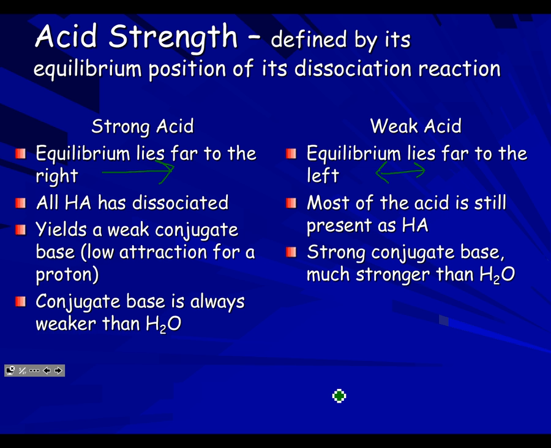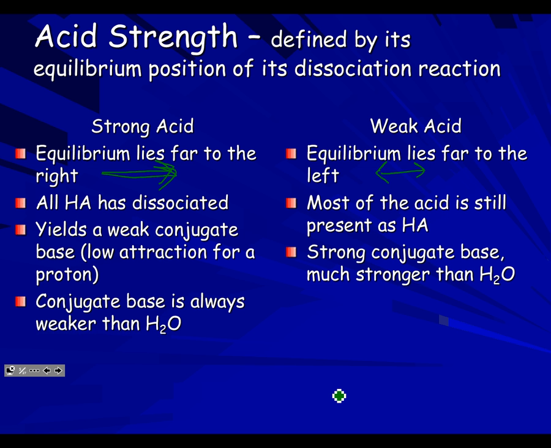In terms of the types of conjugate bases it produces, the strong acid yields a really weak conjugate base. That conjugate base is so weak that it can't attract the hydrogen to force it back to the left. So that's why that arrow only goes one direction. It only goes to the right because our conjugate base is so weak it can't attract the hydrogen. It can't make it back the other direction.